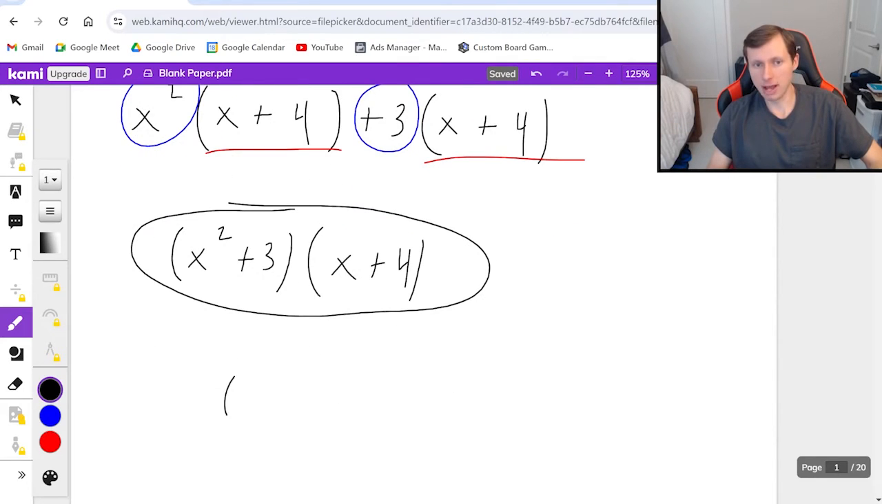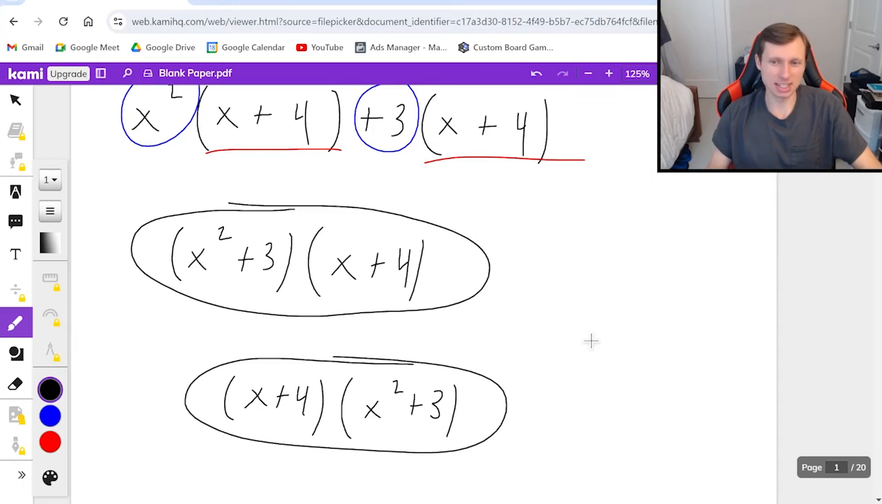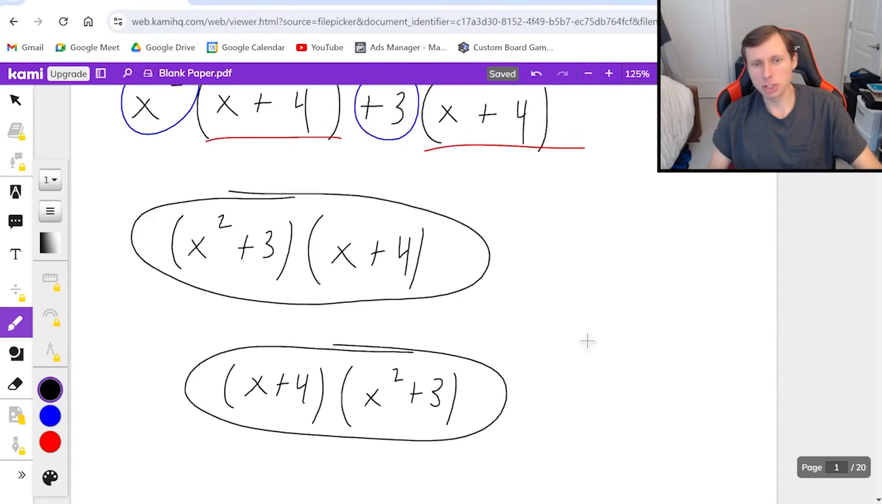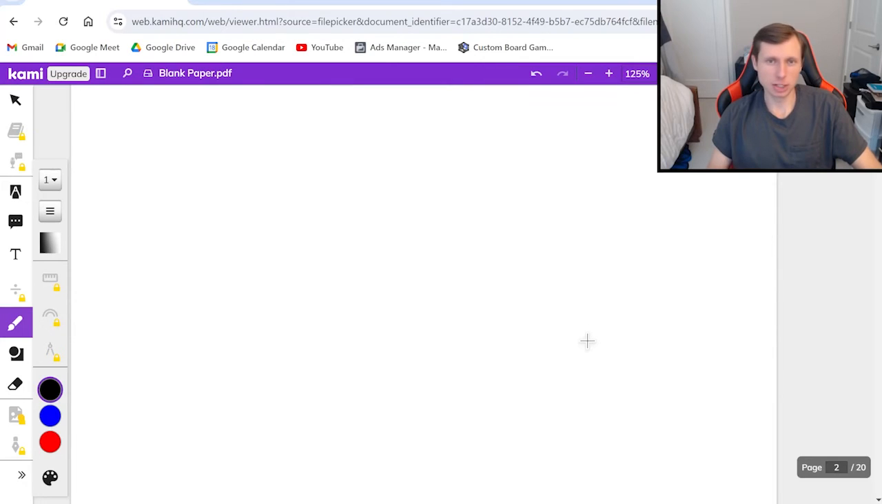And by the way, if you ever have it written in the reverse order, x plus 4 times x squared plus 3, this is the exact same thing, so I don't really care what you write. But that's how we do factor by grouping. And now we're just going to do a bunch of examples today to make sure you get it.